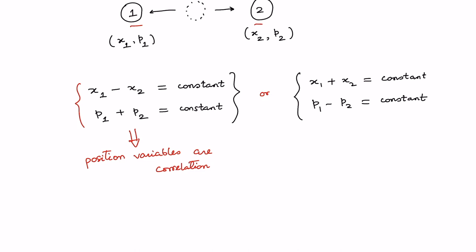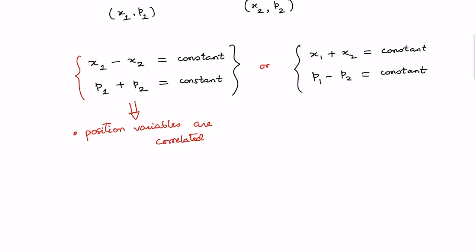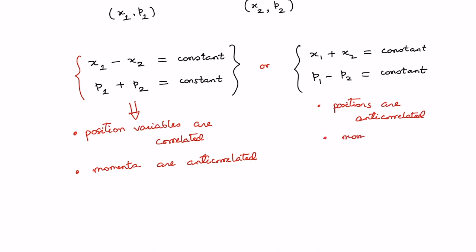Here position variables are correlated and momenta are anti-correlated. On the other hand, in this case, we may get the opposite thing, where positions are anti-correlated and momenta are correlated.